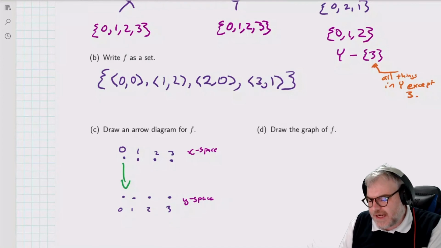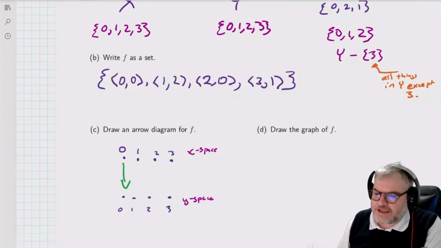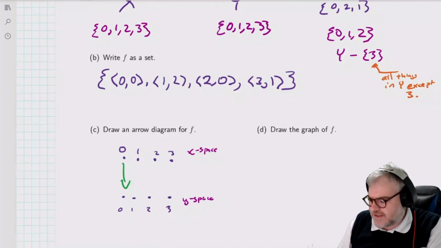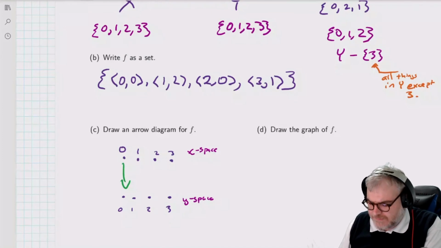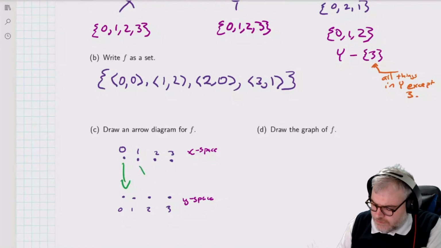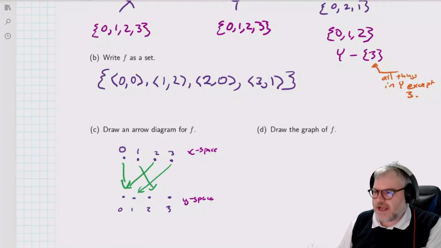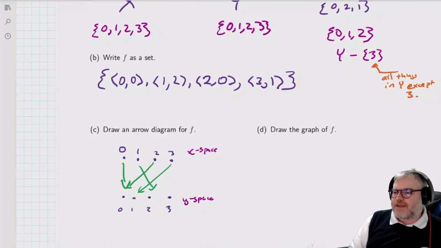No, you don't need to write X space and Y space. That's just nice. And you're going to see me do that a lot. You're going to see me have X space and Y space because it just keeps track of which one's which. 1 maps to 2. 2 maps to 0. 3 maps to 1. How do we feel about that arrow diagram there, 1 to 5?